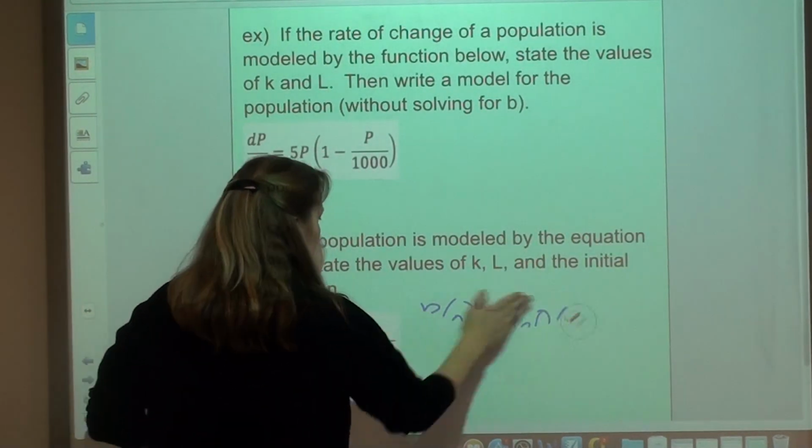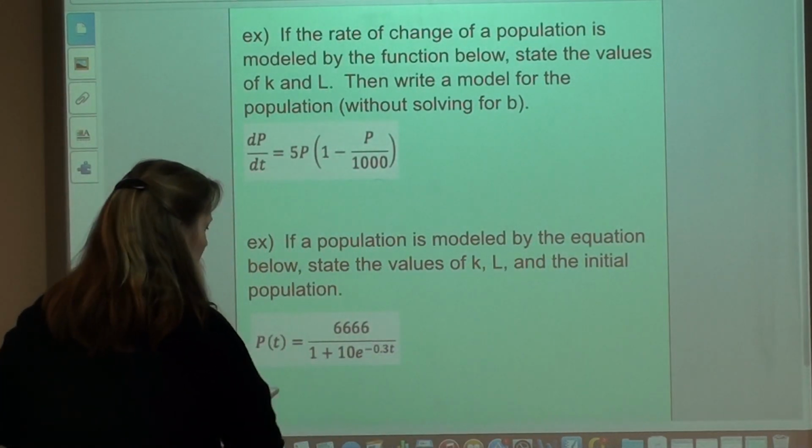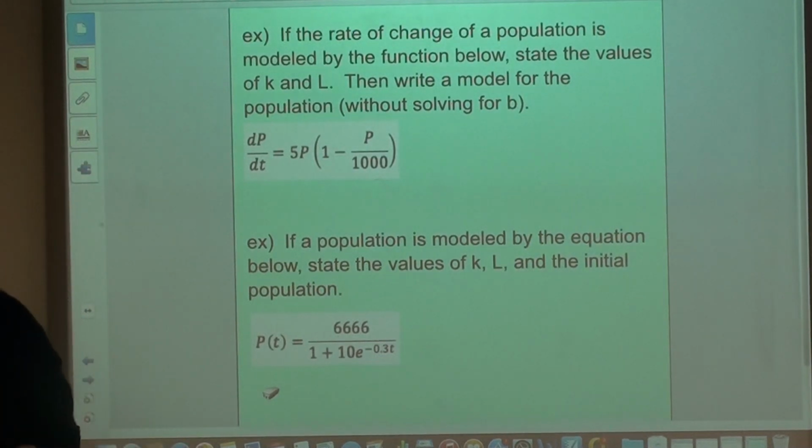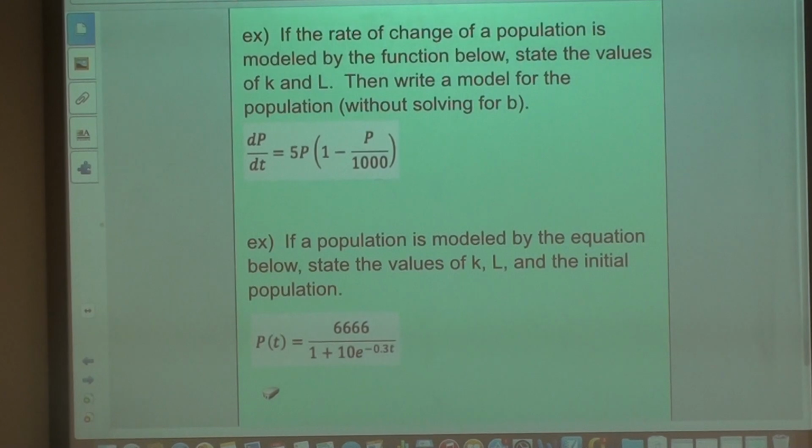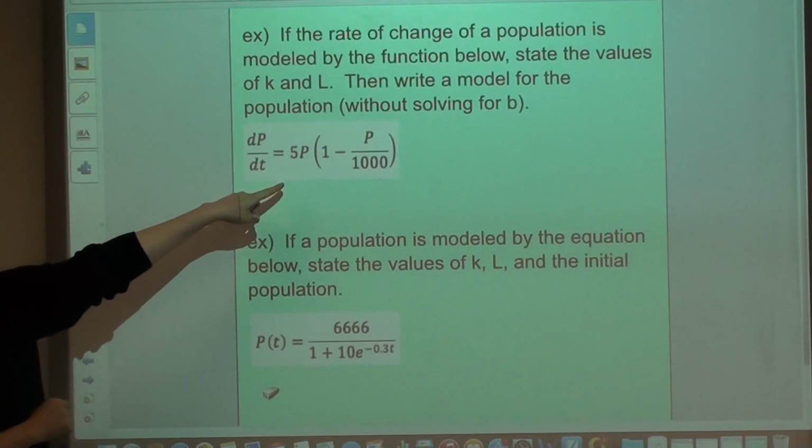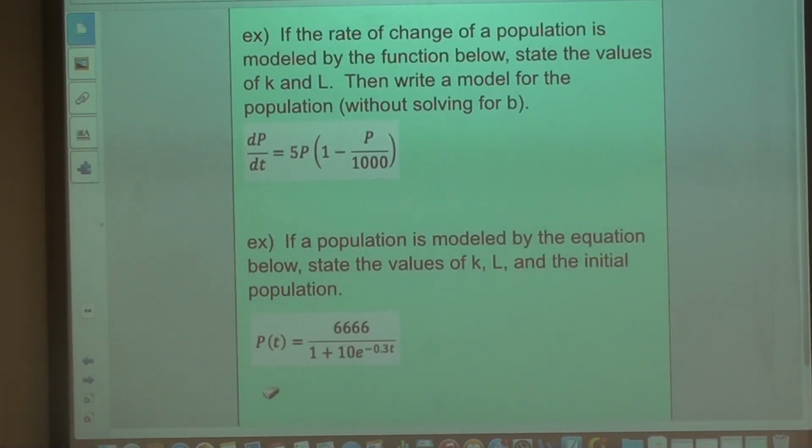K equals 5. L equals 1,000. Okay. So, just to give you an intro, to make sure you know how to match things up, I'm going to erase this too. Our first one: we've got a rate of change of a population modeled by this function right here. I want you to take a second and see if you can figure out K and L. Match it up with the formula that you've got, and see if you can find K and L.